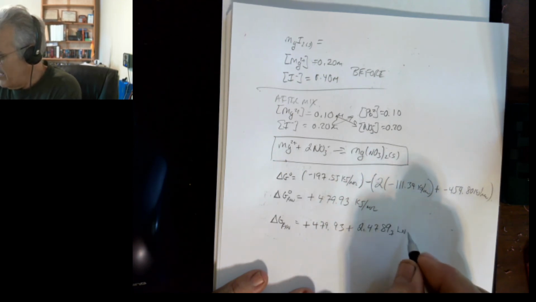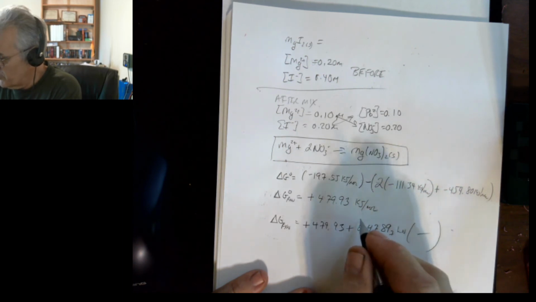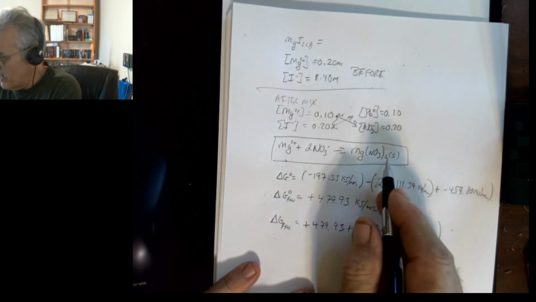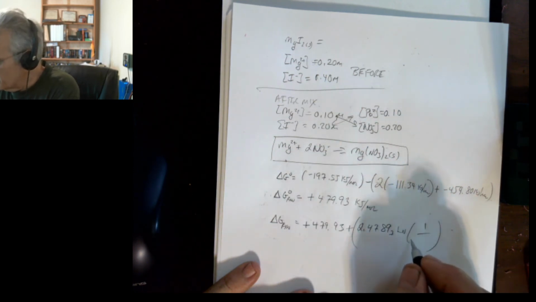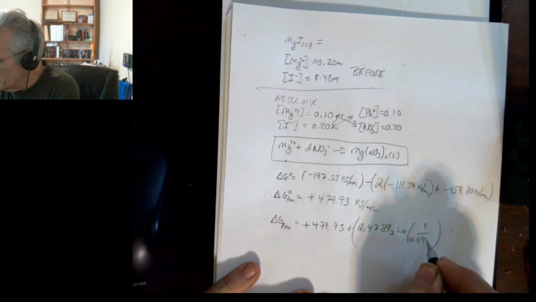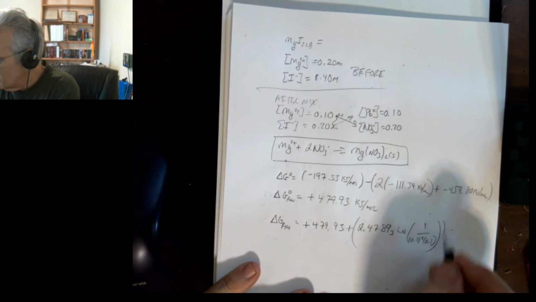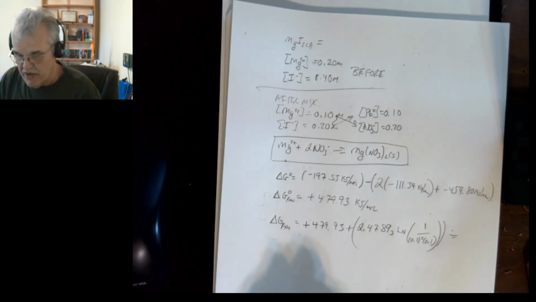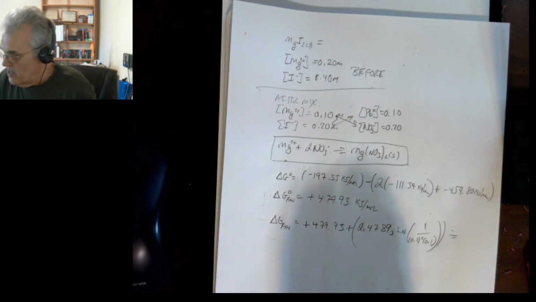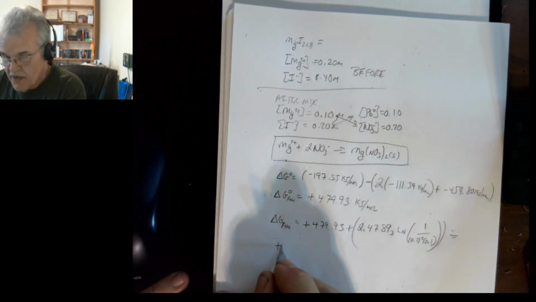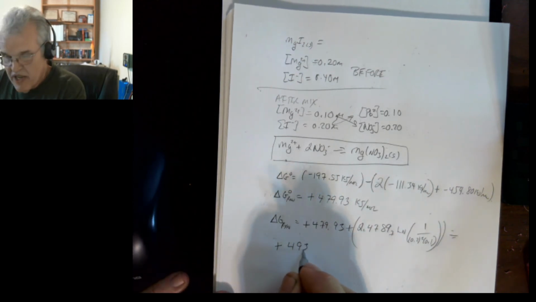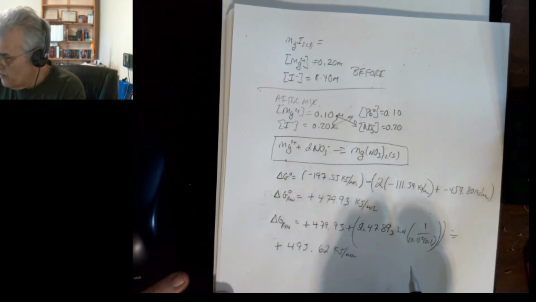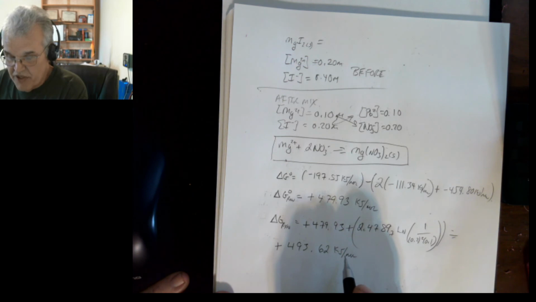2.47897 ln of Q. And what's our Q? Our Q is products over reactants. Products are not included. Reactants, same thing. It's going to be 0.2 squared times 0.1. And if we put that all in our calculator and do all the calculations inside there, we should get a value of plus 493.62 kilojoules per mole. Definitely does not precipitate out.